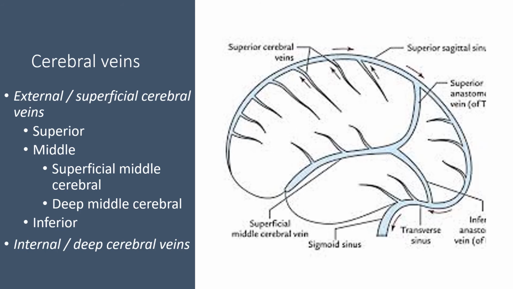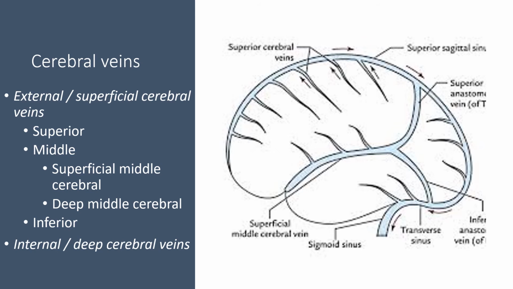We will first see about the external or the superficial cerebral veins. The external cerebral veins drain the surface, that's the cortex of the cerebral hemisphere, and are arranged into three groups, namely superior, middle, and inferior.